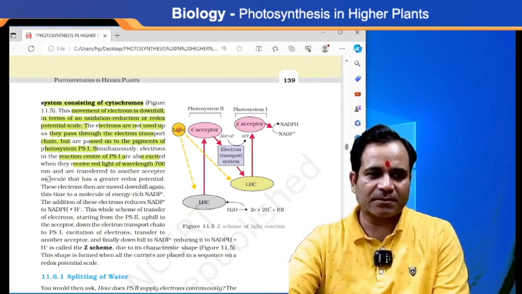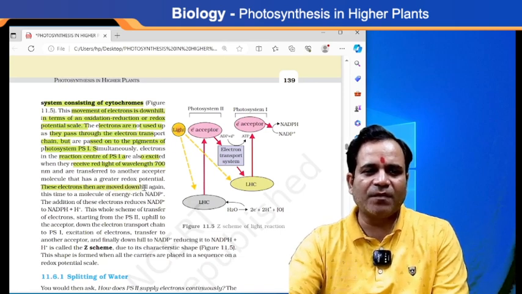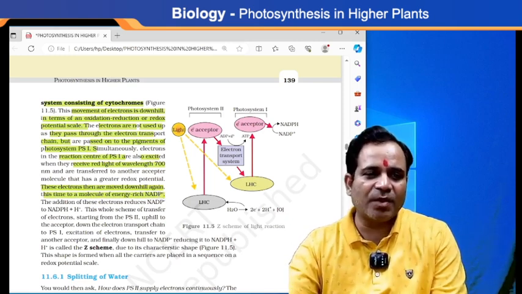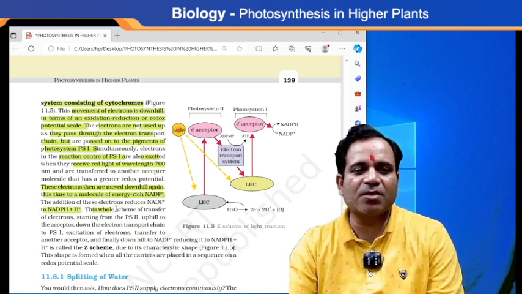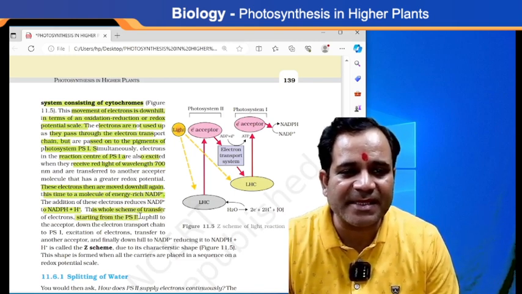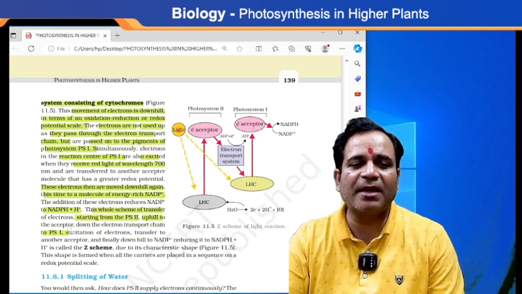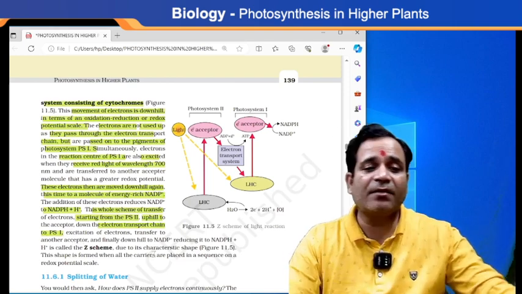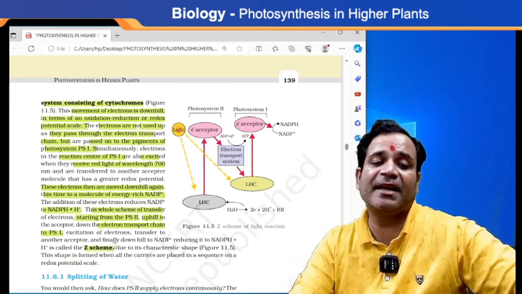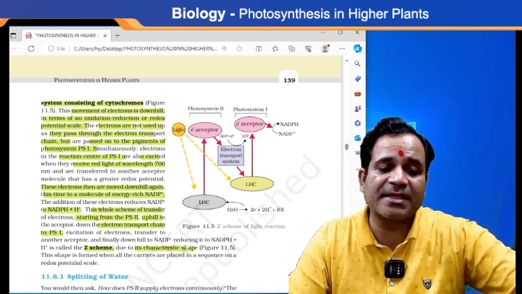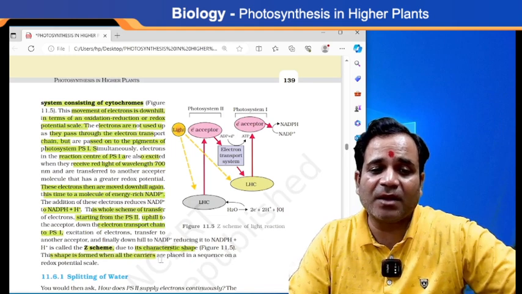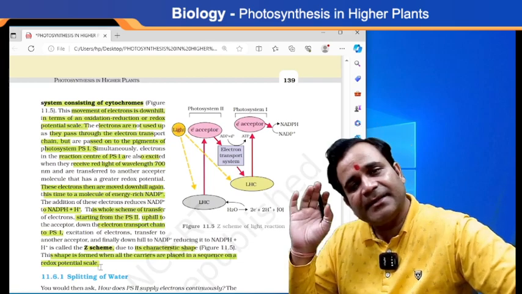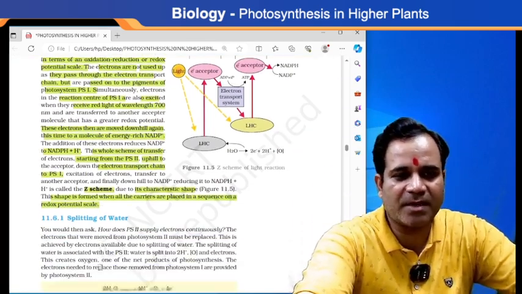See, the electrons are moved downhill again, and this time the energy reduces NADP to NADPH, my dear. So this is the whole scheme of transfer of electrons, starting from photosystem second uphill to the acceptor, downhill through the electron transport chain to PS first. This is called the Z scheme due to its characteristic shape, and this shape is formed when all the carriers are placed in the sequence of the redox potential scale, my dear. Okay, clear. This is a very important point.